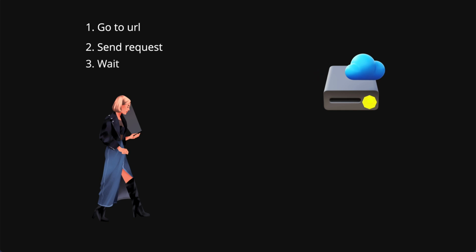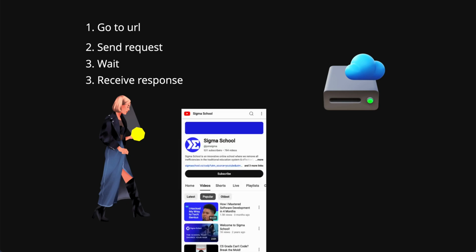What this YouTube server does is it will run through and check whether the URL is valid, and if it is, then it will send back some data. That's why we wait when we load up our YouTube app or even go to the URL, and we will receive a response which contains the data that we need, which is essentially our Sigma School YouTube channel. And this is a success.